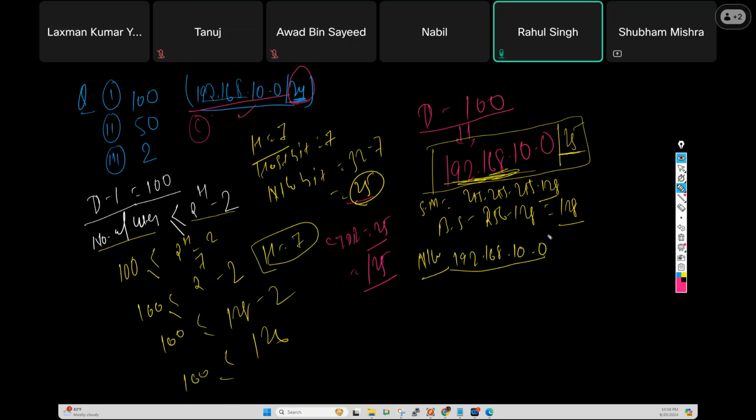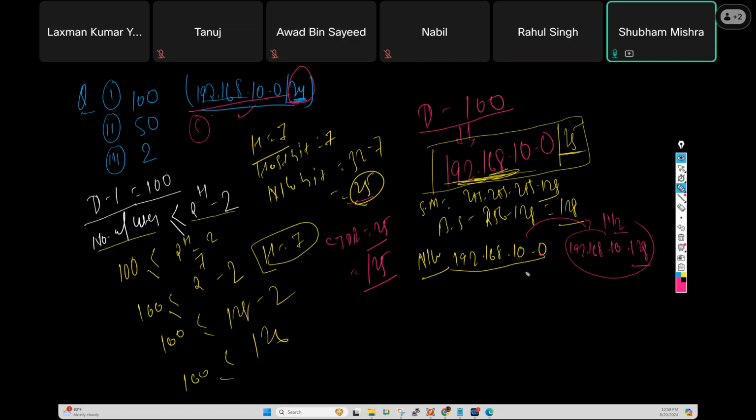What will be the next network ID? 192.168.10, you have to add the block size here. So 0 plus 128, what will be? 128. This is my network number 2. We will assign this network to a different department, and we will discuss this one later. But right now, understand this network we are going to assign to department number 1.